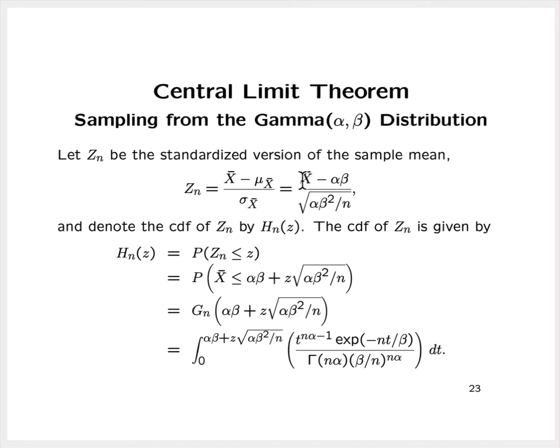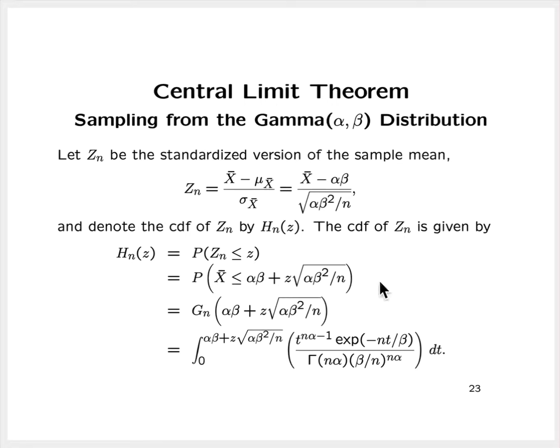Because Z sub n is equal to this standardized version of x bar, we can replace Z sub n by this expression. So this first probability would be the probability that Z sub n is less than or equal to little z, which is equal to the probability that x bar minus alpha beta over the square root of alpha beta squared over n is less than or equal to little z.